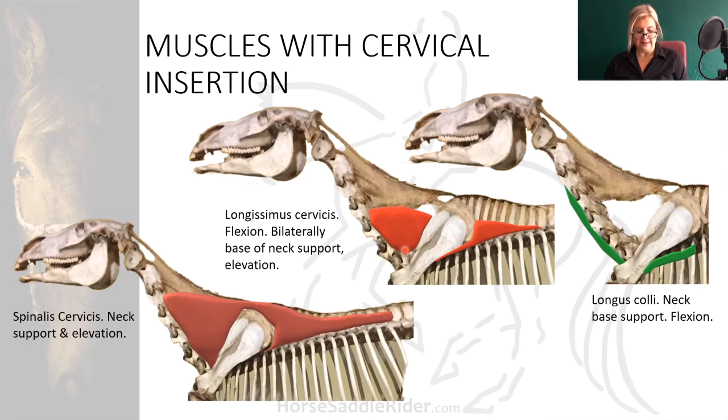Spinalis cervicis is the third element of the spinalis muscle, another neck support and elevator muscle which can also flex when operating singly. Origins are the thoracic vertebrae as far as the thoracolumbar joint, and insertions are as far as C3, and it's not difficult to see how functioning of this muscle would be impacted by an ill-fitting saddle or an unbalanced or unskilled rider.